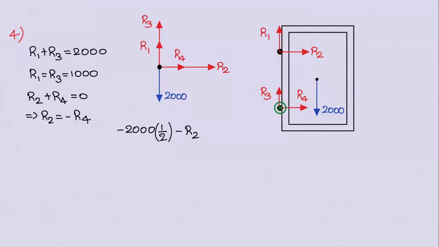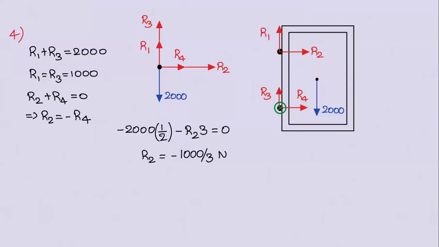Tarun, how much? 3. Someone tell me what the perpendicular distance is. This distance, 3 meters. Very good. 3 meters equal to 0. So if you solve this, you will get the answer. R2 is equal to minus 1000 by 3 Newton.